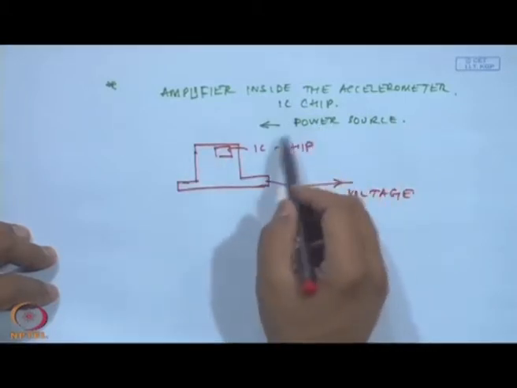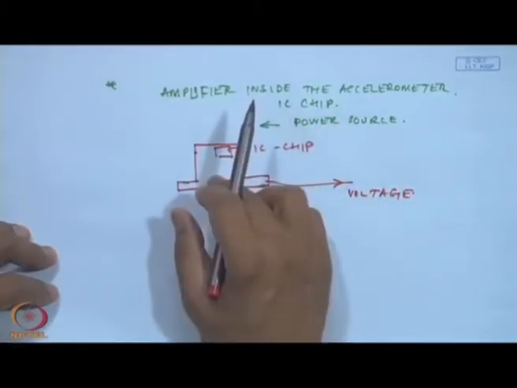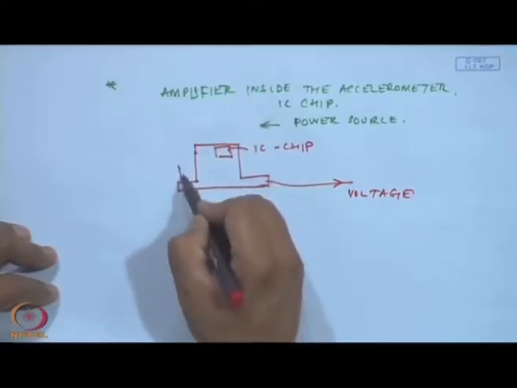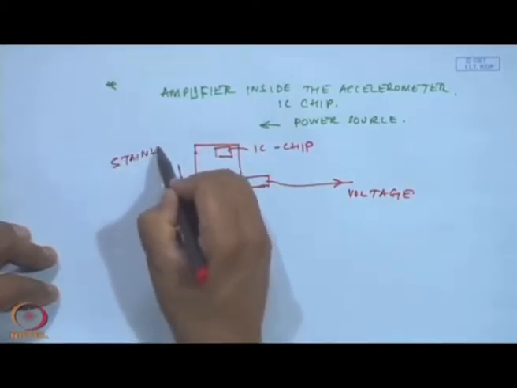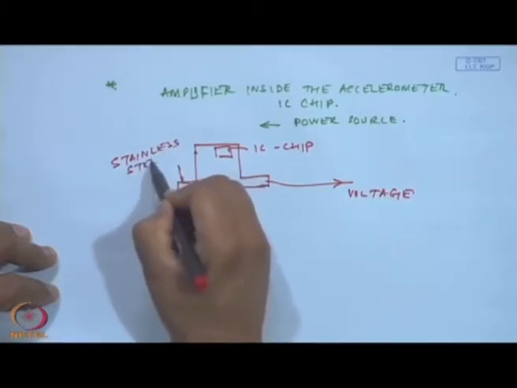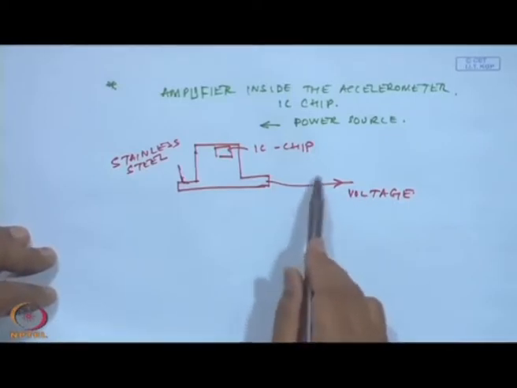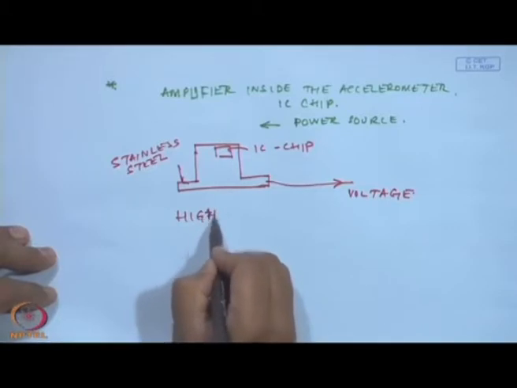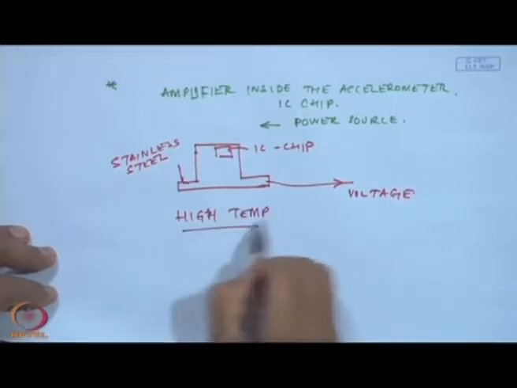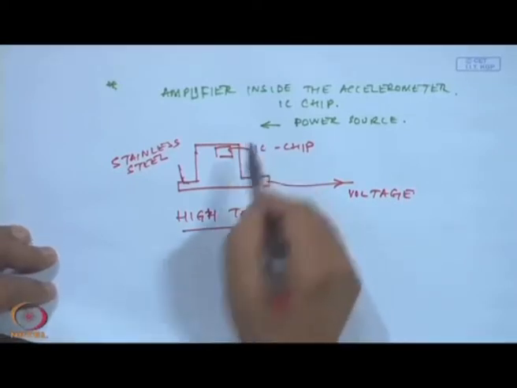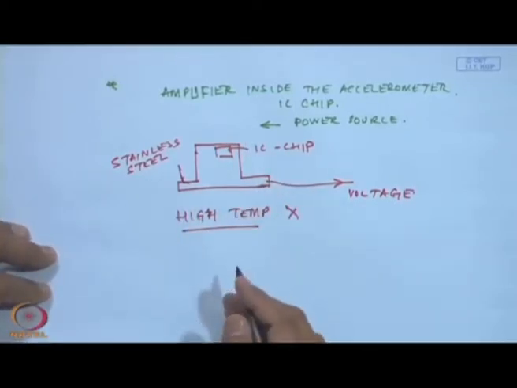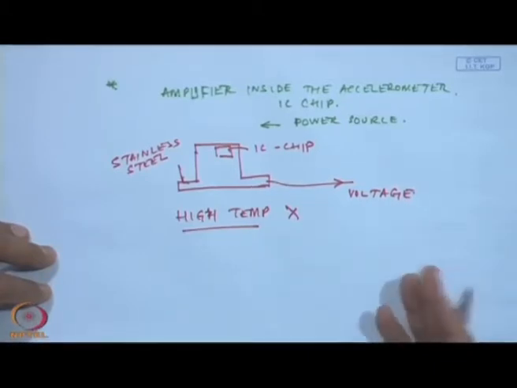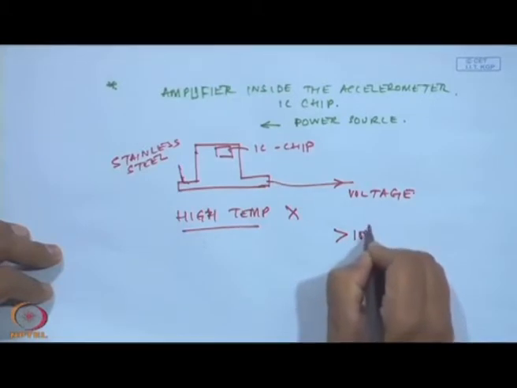But the disadvantage of this is, because the IC chips are integral and kept inside the accelerometer housing, and usually this housing is stainless steel, very hard, and you can never break it open. They are hermetically sealed. So, this accelerometer cannot be subjected to high temperatures, because this IC chip will get damaged. But for simple vibration measurements in the room where the ambient temperature is around 30, 35, 40 degrees Celsius, it is good. They are not good beyond 100 degrees Celsius.